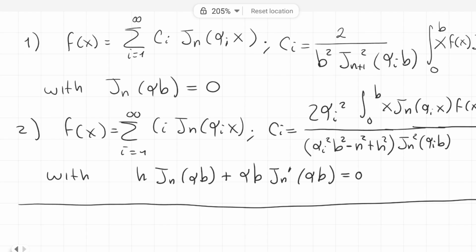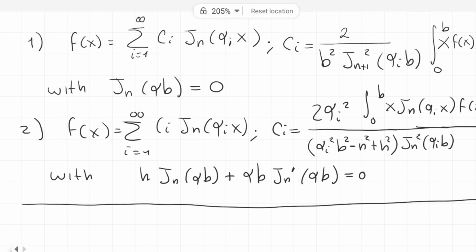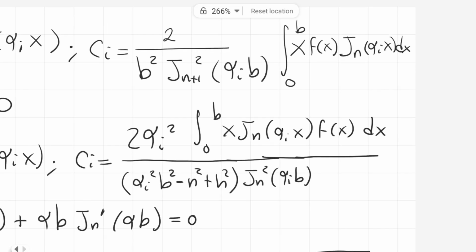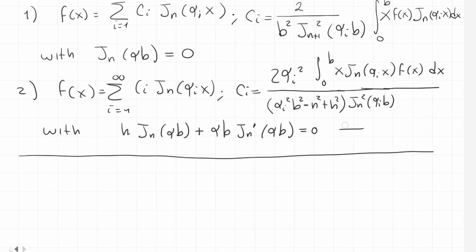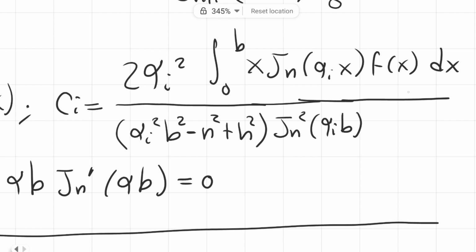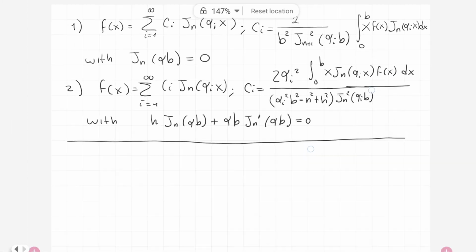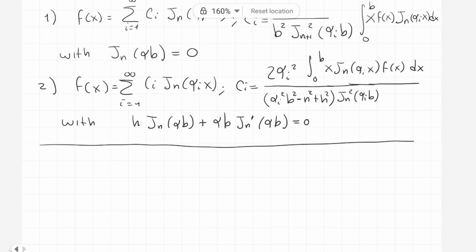So the thing here is that if the numbers alpha are defined by this condition, then the Fourier Bessel series of the function f of x in the open interval (0, b) is defined as this expression over here, with the coefficients defined by this formula that I just wrote here. But in the other case, if we have this condition to define the values alpha, then the coefficients will be calculated with this other expression that we have here. And we are going to see these two cases in the next example.